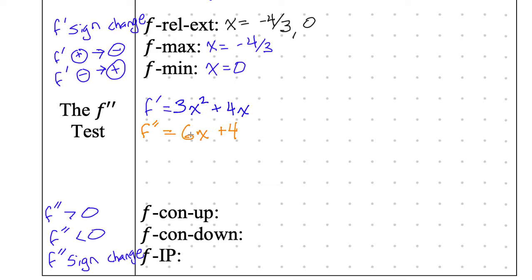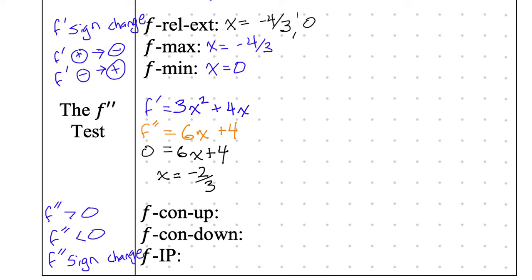There's no such thing as CVs in the second derivative, so there's no word that I can use there, but we're going to find potential inflection points. That's what I'm going to call them. We're setting this equal to 0. There's not a name for what we're doing here aside from finding potential inflection points. So we're going to say 0 is equal to 6x plus 4. Therefore, x is equal to negative 4/6, or negative 2/3.